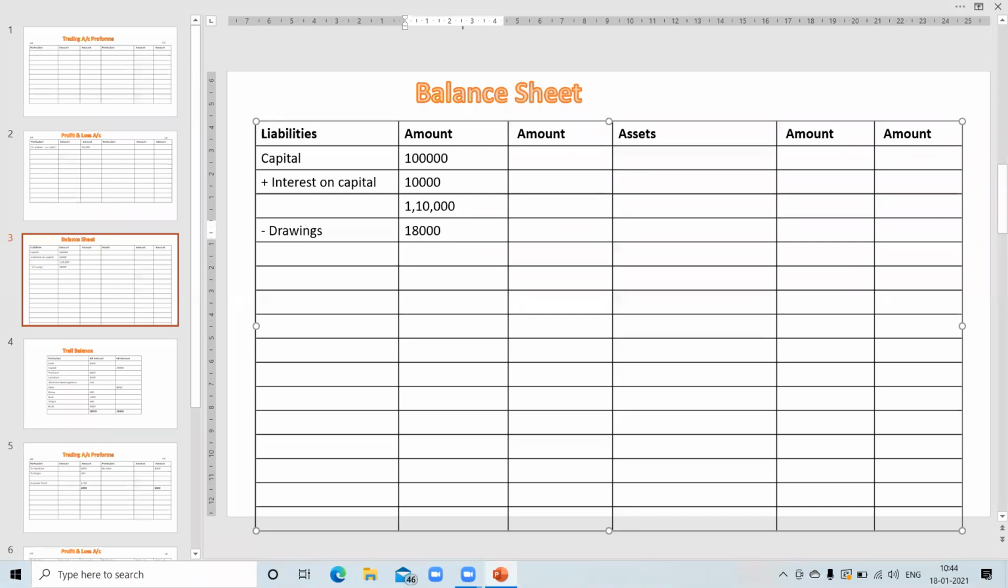Next, some adjustment is there. Interest on drawings. For example, there are the drawings and interest on drawings. So both we have to less to capital. Drawings plus interest on drawings. And what account do we minus? So we minus from capital loan. Interest on drawings, and the 500. Okay, so every adjustment you can write again 2 times.